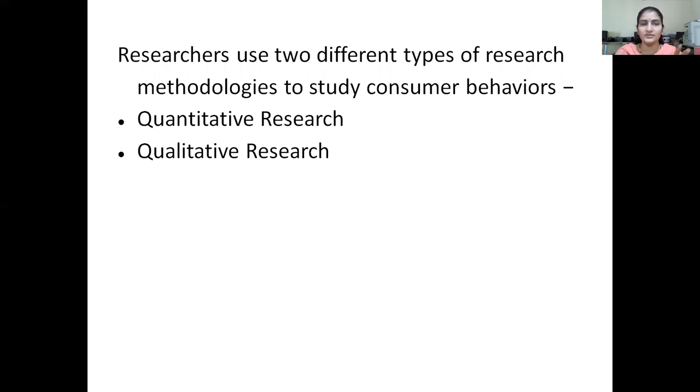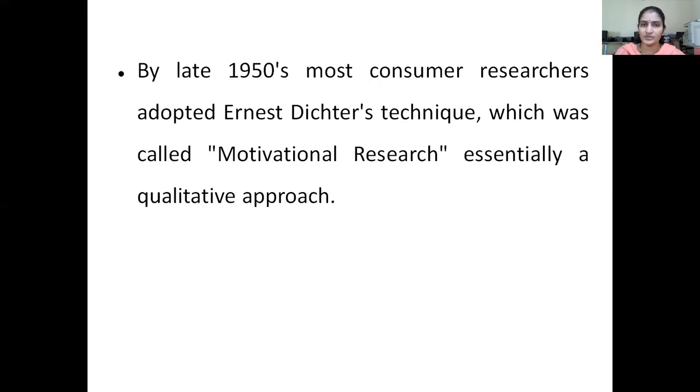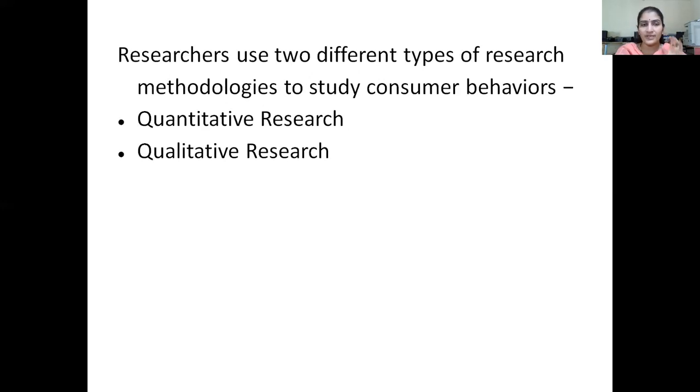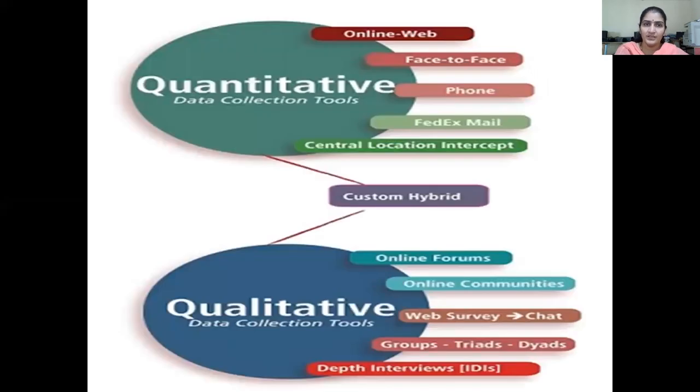So it is termed as quantitative research. Second comes qualitative research. As we have seen in Ernest Dichter's technique also, motivation research, where the basic criteria was qualitative research. So here also we will be studying what this qualitative research is. Here the quality aspect would be concentrated on more rather than numerical quantities.